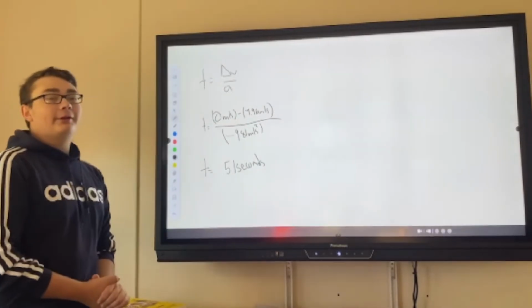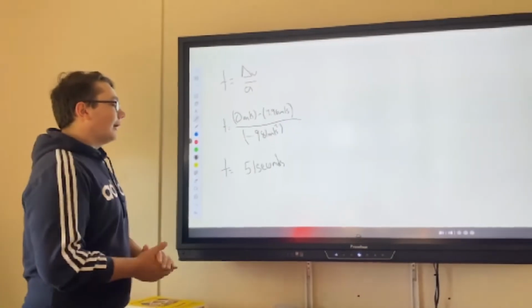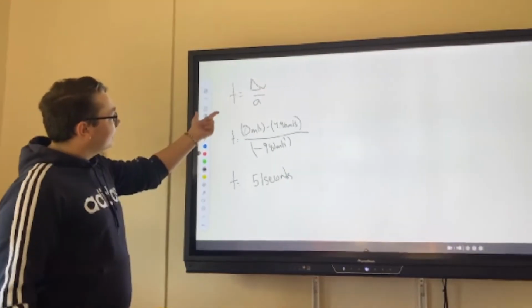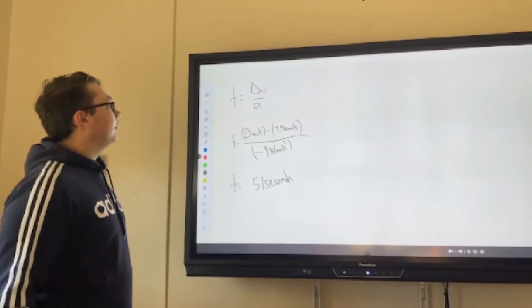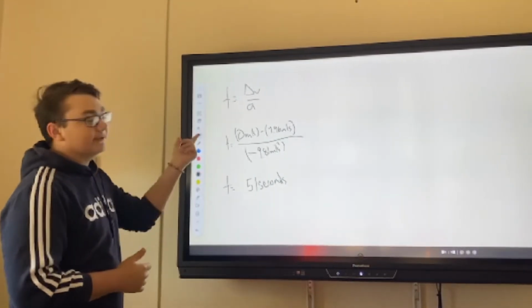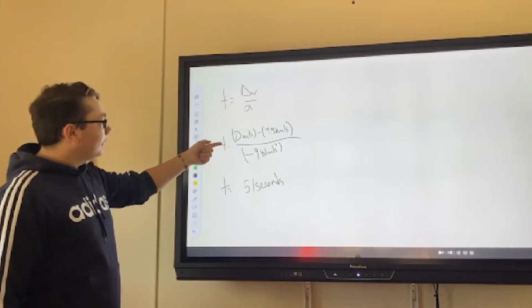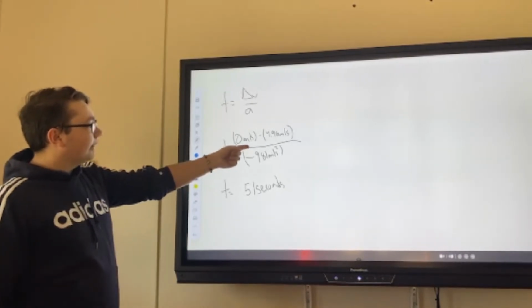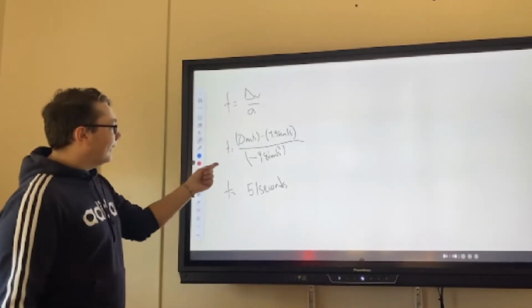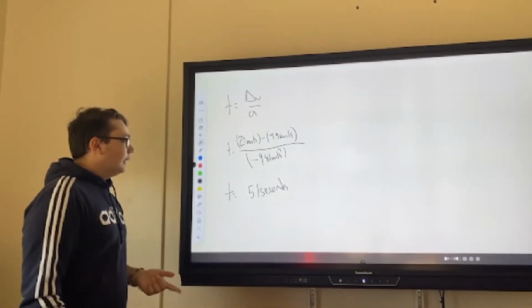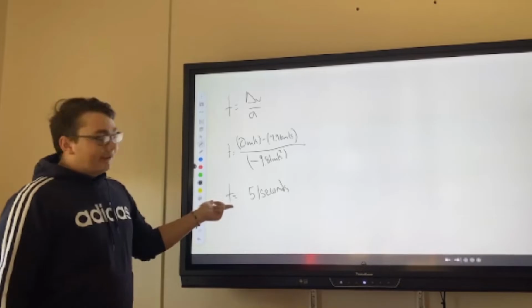So the next thing we need to figure out is the half time of flight, or half the time it took after launch for the object to reach the ground. To figure that out, we do t is equal to change of velocity over a, and the change of velocity is the final velocity minus the initial velocity. So that would be 0 meters per second minus 4.96 meters per second, and you divide that by the acceleration due to gravity, which is negative 9.8 meters per second squared. When you do that, you get 0.5 seconds.